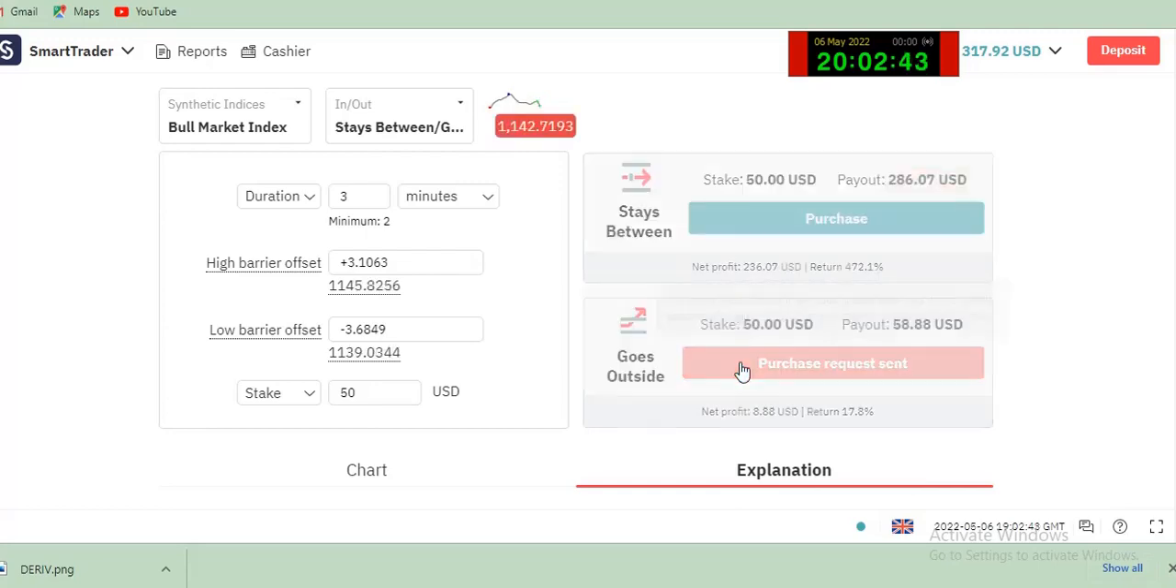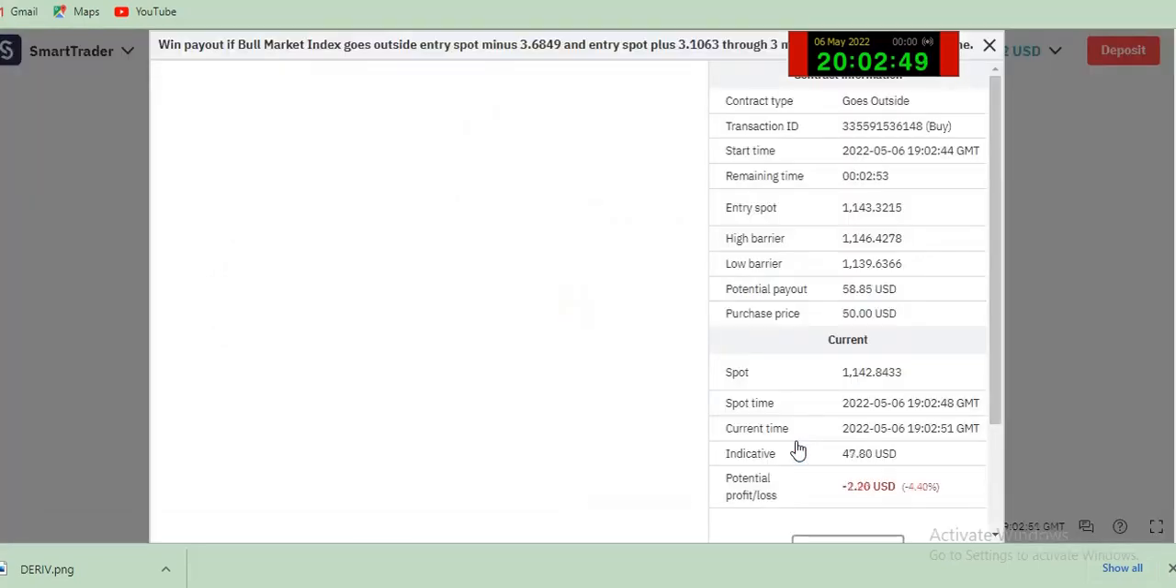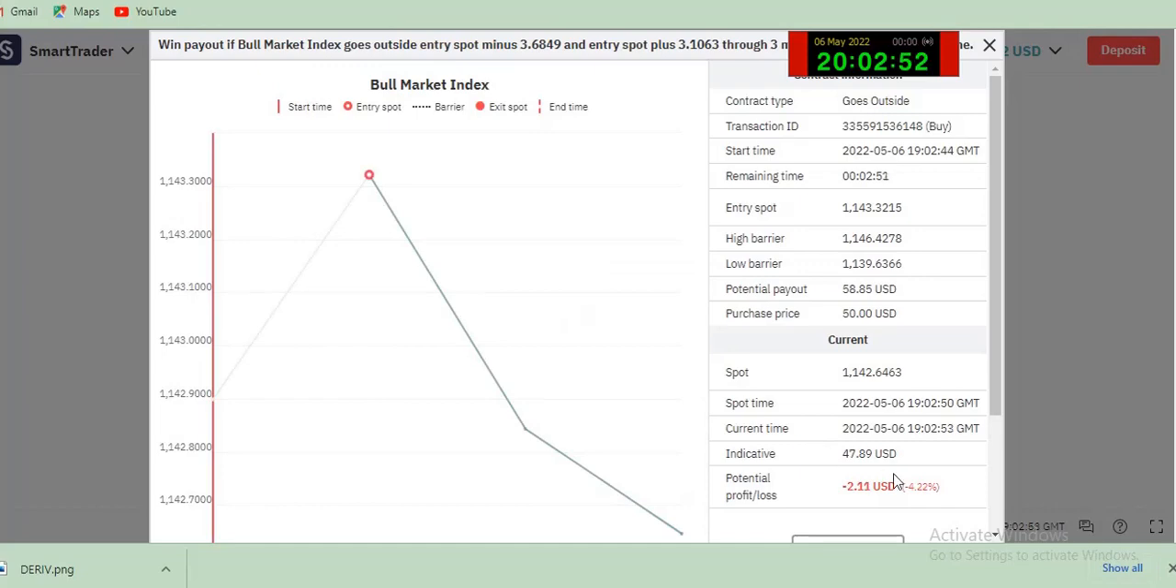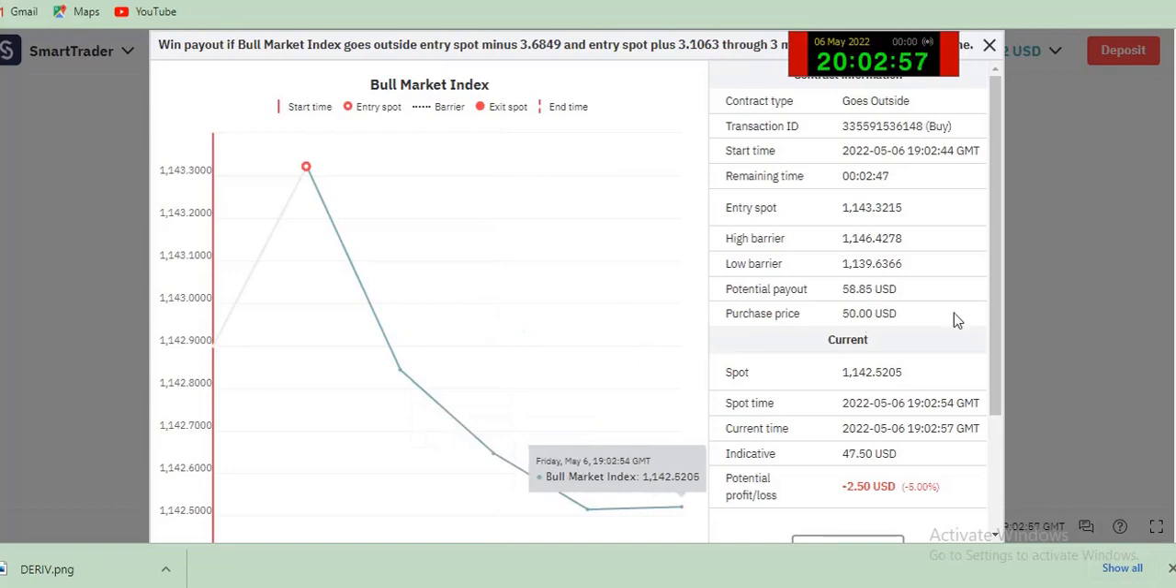Once it drops more. Yes. Alright. I just clicked on goes outside. So now let's go check out this trade and see if it's gonna pull through or not. Once it goes outside of this zone here, we make money. So I just took the first trade.